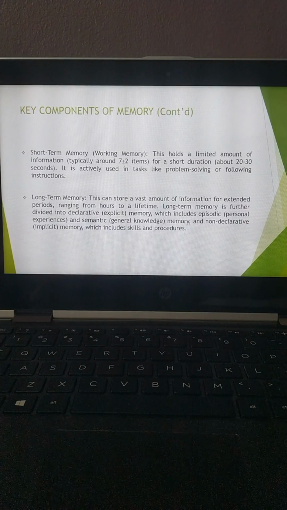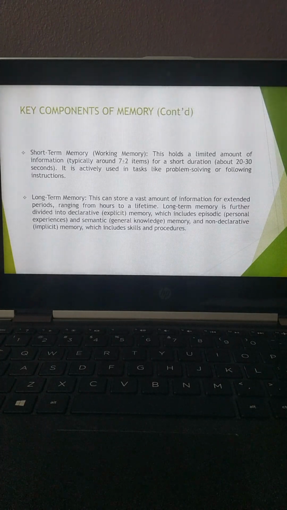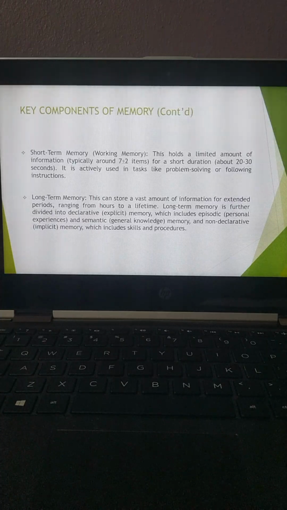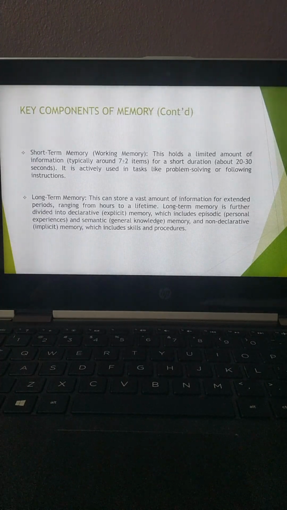The long-term memory. This can store a vast amount of information for extended periods, ranging from hours to a lifetime. Long-term memory is further divided into declarative memory, which includes episodic or personal experiences, and semantic memory, which deals with general knowledge, and the non-declarative memory, which is also known as the implicit memory, which includes skills and procedures.